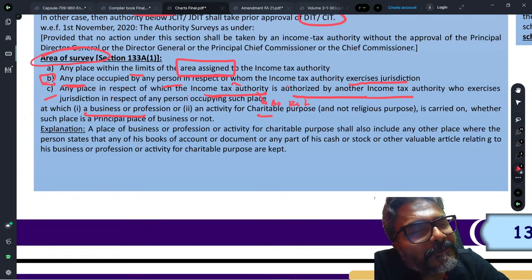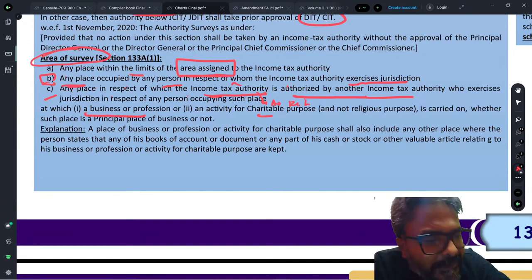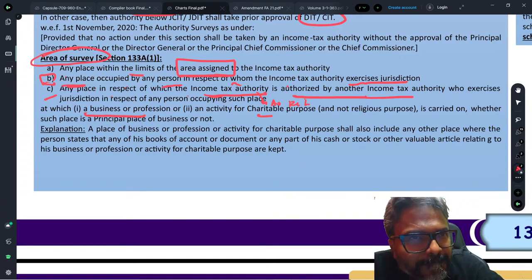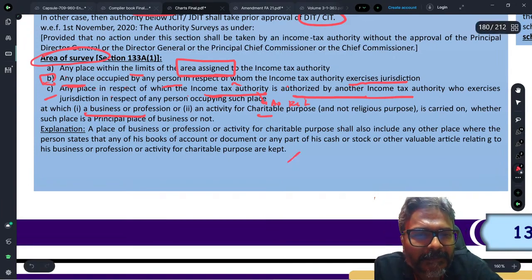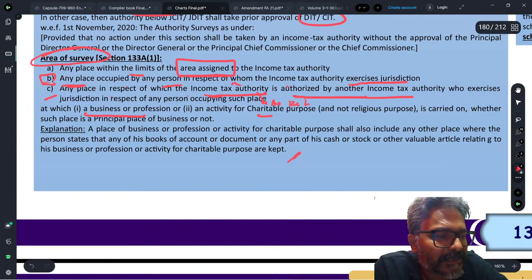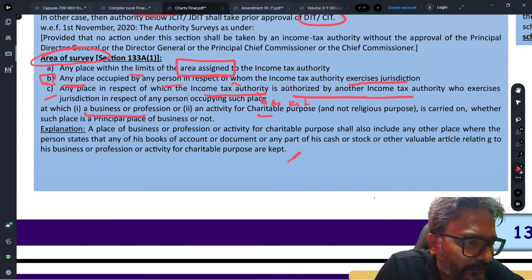So the question is whether in this case the CA's office can be considered to be a place of business where the department can do the survey. Whether the CA's office can then be considered a place of business where the survey can be conducted. Just have a look, students, at this explanation.